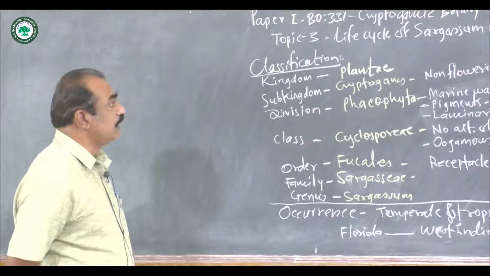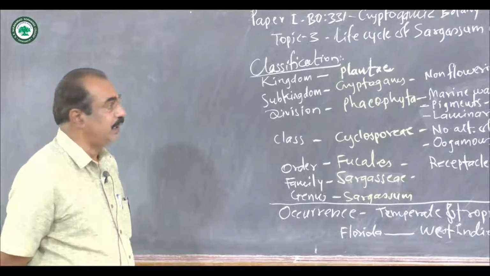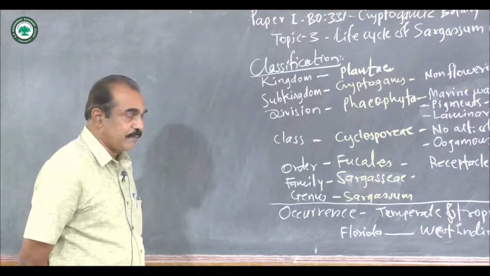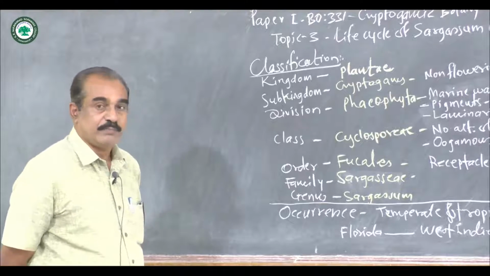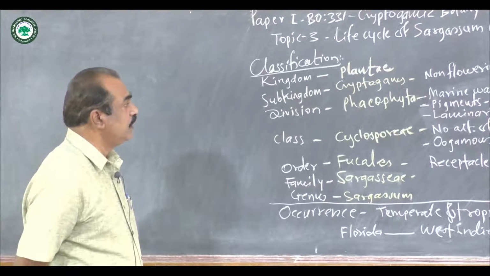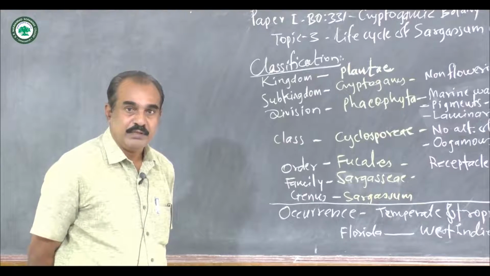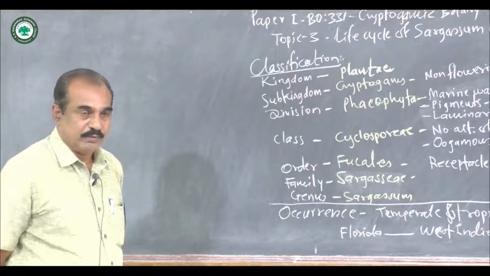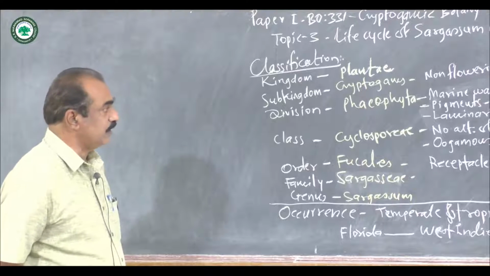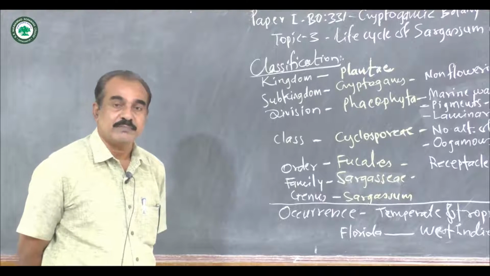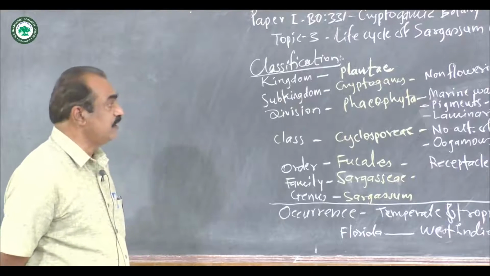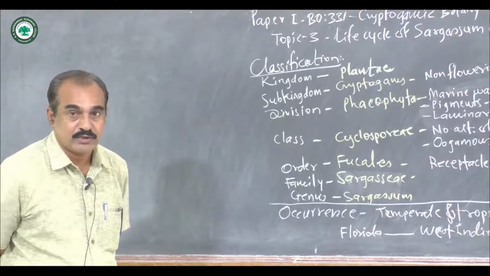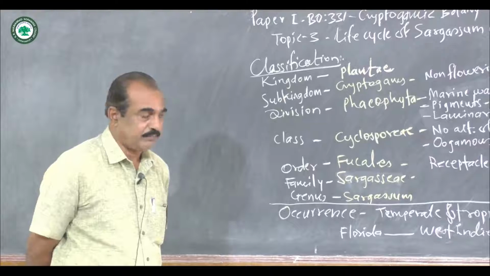Then subkingdom Cryptogams, because it is a non-flowering plant. Then division Phaeophyta, marine water forms, it is found in the marine water. Then pigments present are chlorophyll A, B, and fucoxanthin is there. And laminarin is the reserve food material. Class Cyclosporeae, there is no alternation of generation found in the Sargassum. And second, the oogamous type of sexual reproduction, because oogonia are dominant.